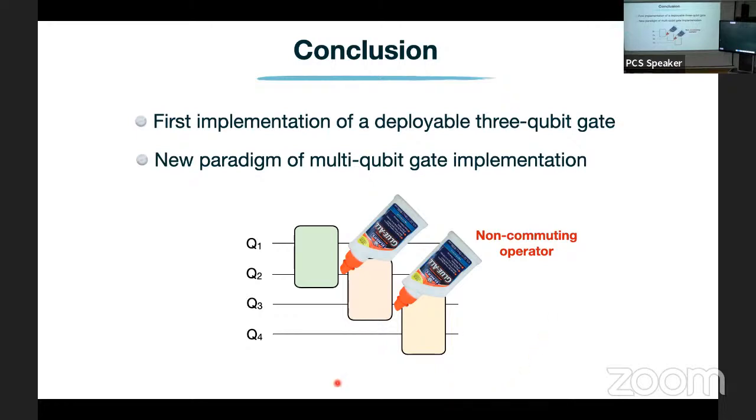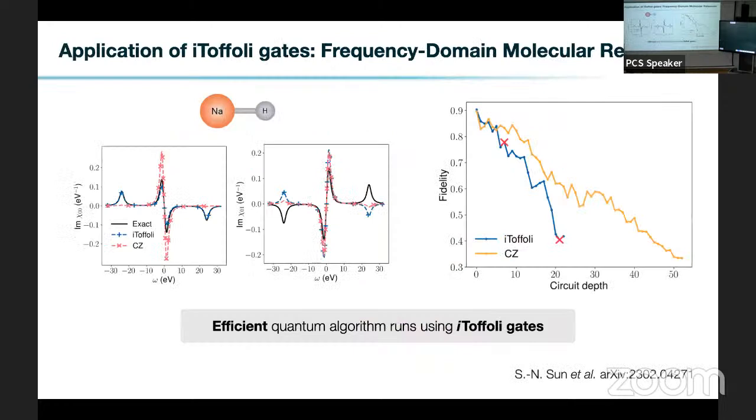For instance, if we want to make a 4-qubit gate, then we can use the 2-qubit interaction sequentially, and by adding the non-computing term, we can make a non-trivial gate. I don't know if this is powerful or not, but this is one way to make a multi-qubit gate using 2-qubit interaction. And I will skip this.